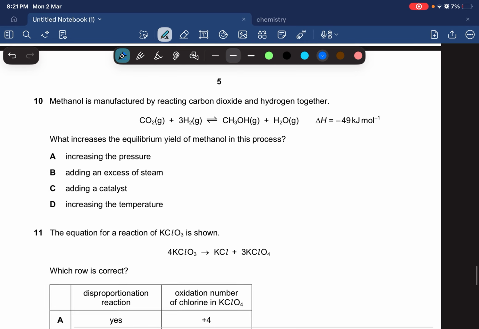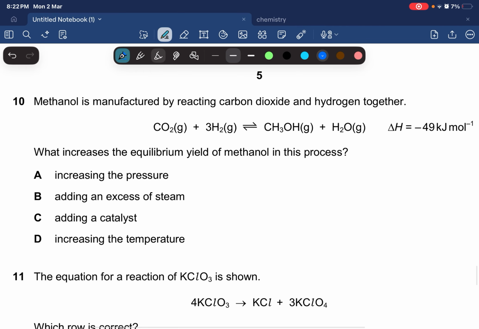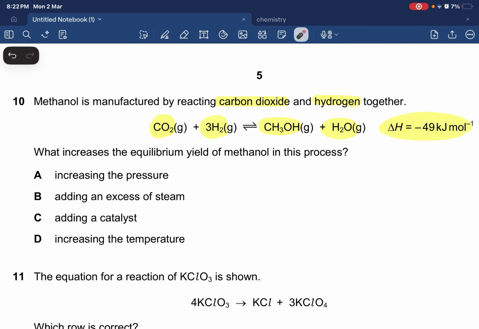Methanol is manufactured by reacting carbon dioxide and hydrogen together. Carbon dioxide plus hydrogen gives methanol plus water. So that's an exothermic reaction. Okay, so heat is being released when carbon dioxide and hydrogen react together to form methanol and water. What increases the equilibrium yield of methanol in this process?